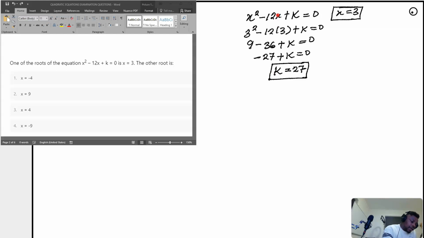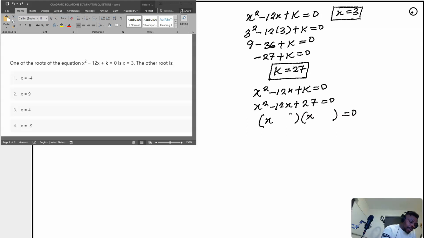Now let's put the value of k back into this equation. x squared minus 12x plus k is equal to 0. Now we've gotten k to be 27, so I'll put 27 here. So now we can factorize this. x minus 9, x minus 3, so x is equal to 3 or 9.